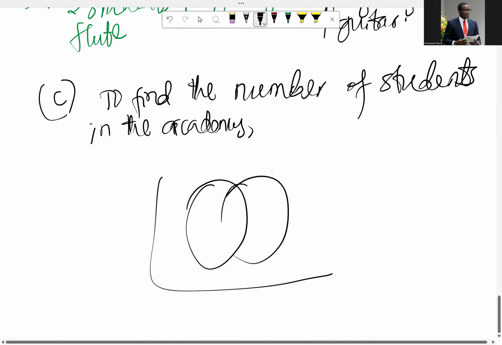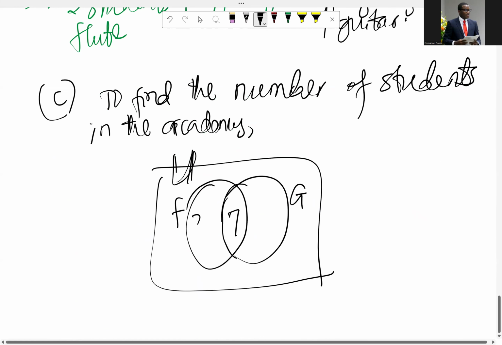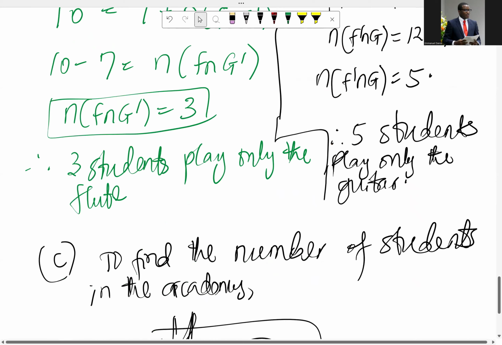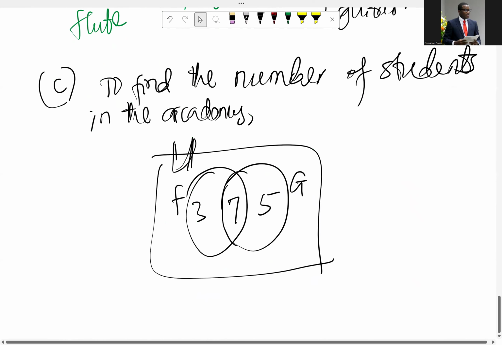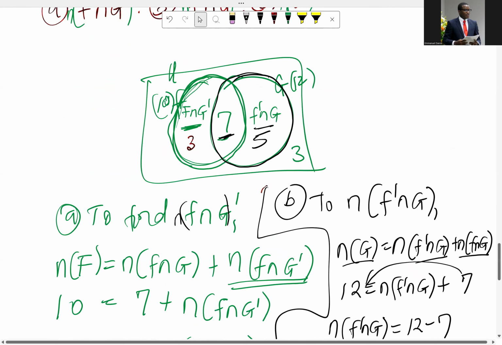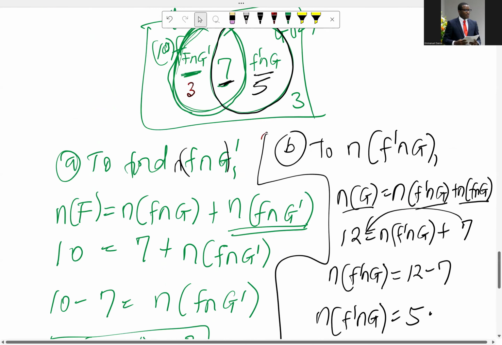So we have this, right? This is a universal set. So we are looking for the cardinality of this universal set. This is F, this is G. Now this is 7, this is 3, this is 5. And outside we have 3, those who don't play either of the two instruments. So we have 3, 7, 5 and 3, right? Yeah, that's what we have.